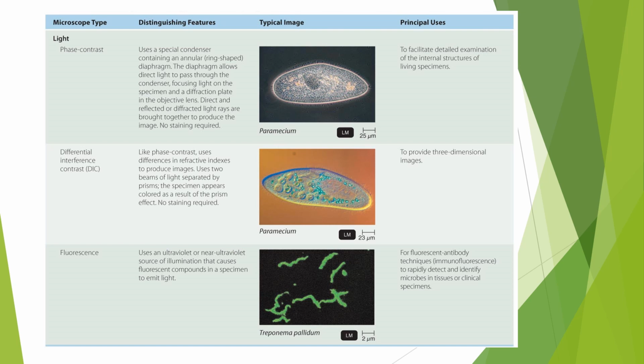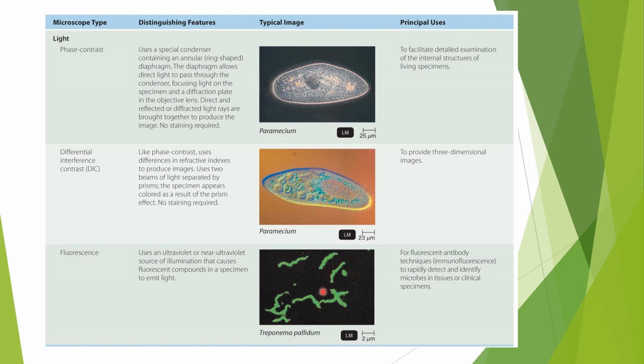There's also the phase contrast microscope, and this one is pretty good to view details of the internal structures of your living specimens. You can actually see their internal structures, which is very cool. This one right here, the DIC microscope, gives you three-dimensional images of the specimen that you are viewing.